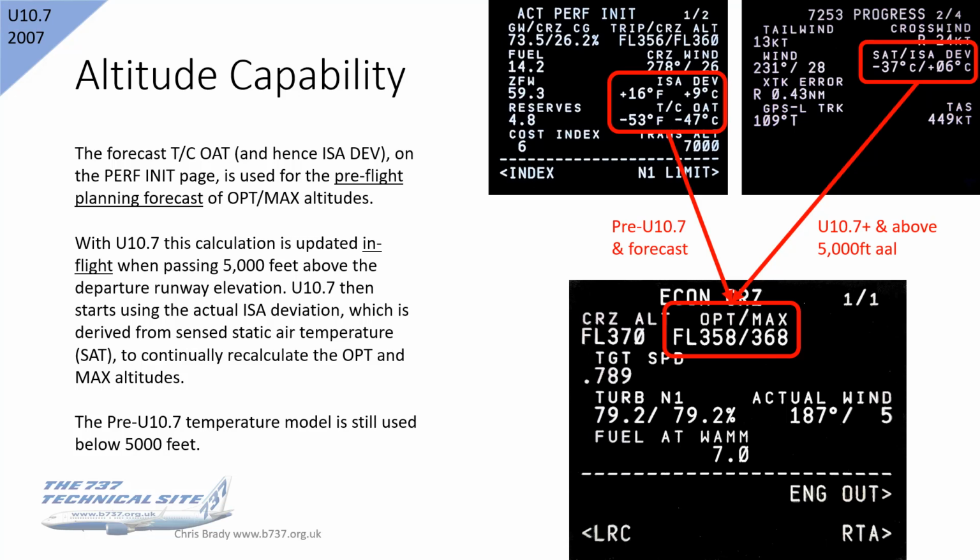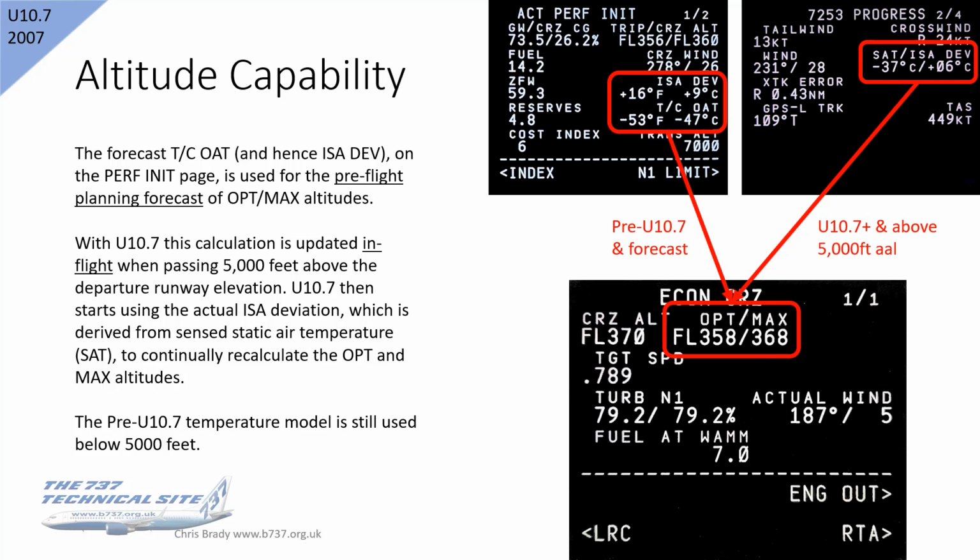With 10.7, the calculation was updated in flight. This was a significant difference. When you climb through 5,000 feet above departure runway elevation, 10.7 would actually start using the actual ISA deviation, which is derived from the sensed SAT, to continually recalculate the optimum and the maximum altitudes. So in other words, it gives us a much more accurate optimum and maximum altitude figure.